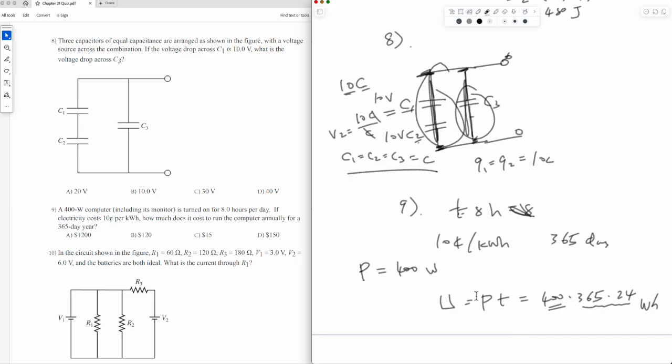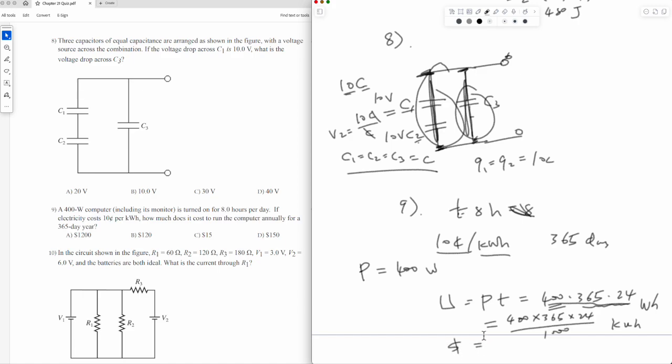Okay, and you charge 10 cents per kilowatt hour. Let's see how many kilowatt hours. So if you divide here by 1,000, it equals 400 times 365 times 24 divided by 1,000. That will be kilowatt hours, right? And then 10 cents per kilowatt hour.